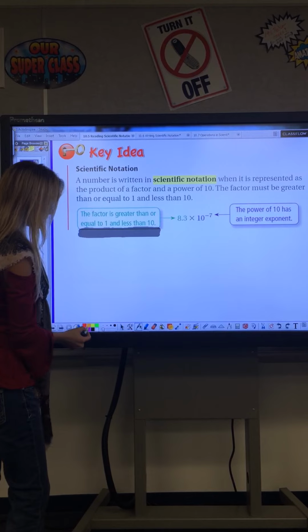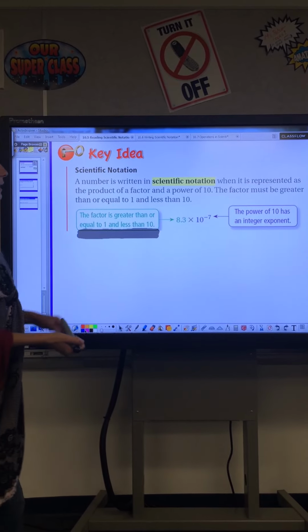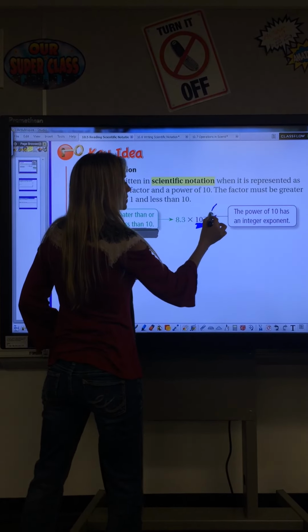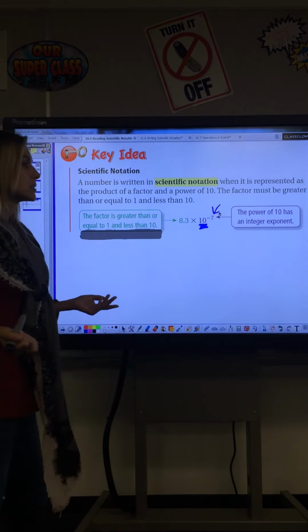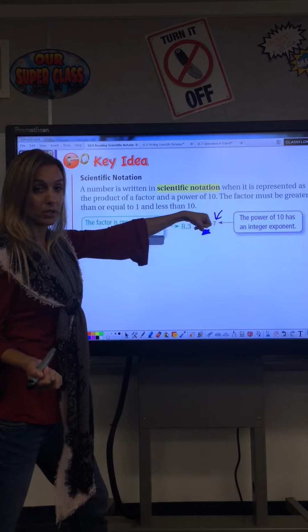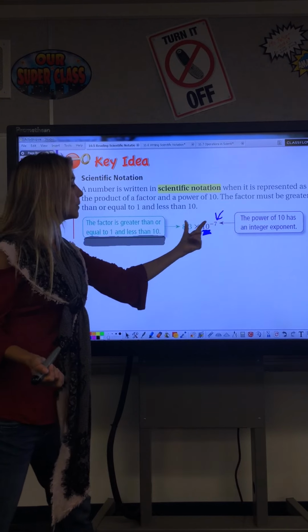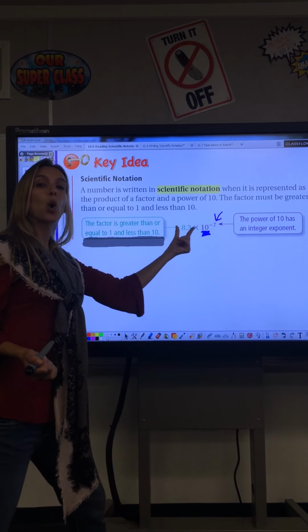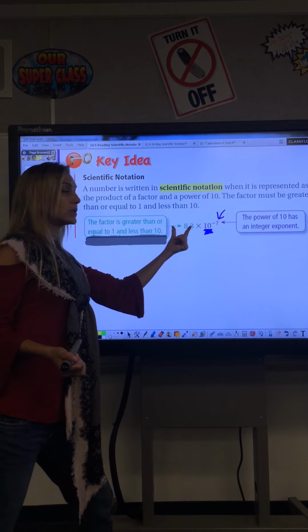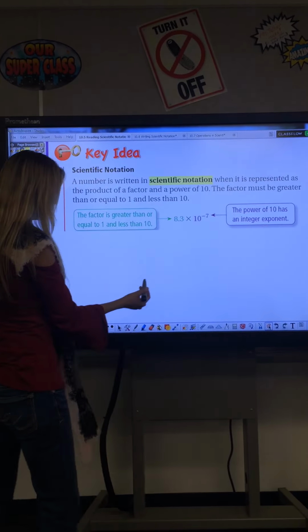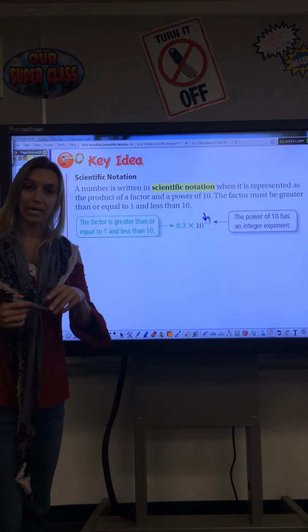The second number that you will see is called a power of 10. And the power of 10 is always 10 raised to a certain power. That power is going to tell me if this number is actually smaller than 1 or if it's greater than 1. How is it telling me? The important thing is if the exponent is positive or negative.